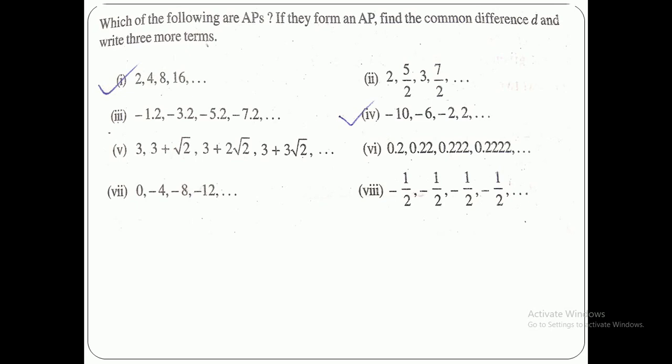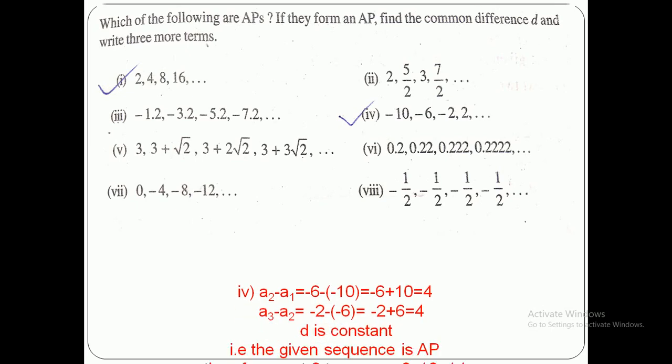Which of the following are APs? Understand the question first. Which of the following are APs? If they form an AP, find the common difference D and write 3 more terms. So here you have a total of 8 sequences. You have to work out which are AP. If they form an AP, then you have to find the common difference. Then you have to continue with 3 more terms. We will work out one problem here. We will choose the fourth problem now.